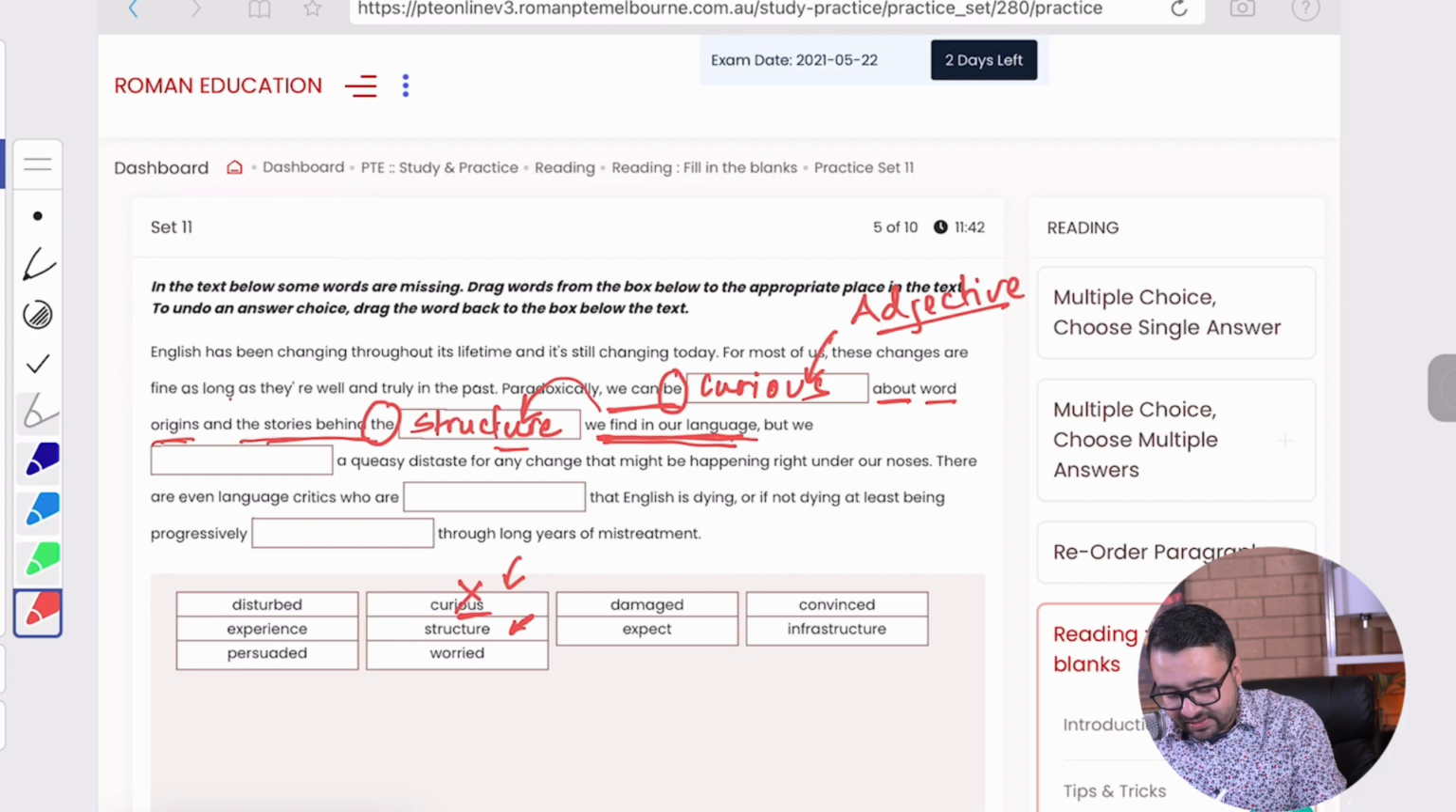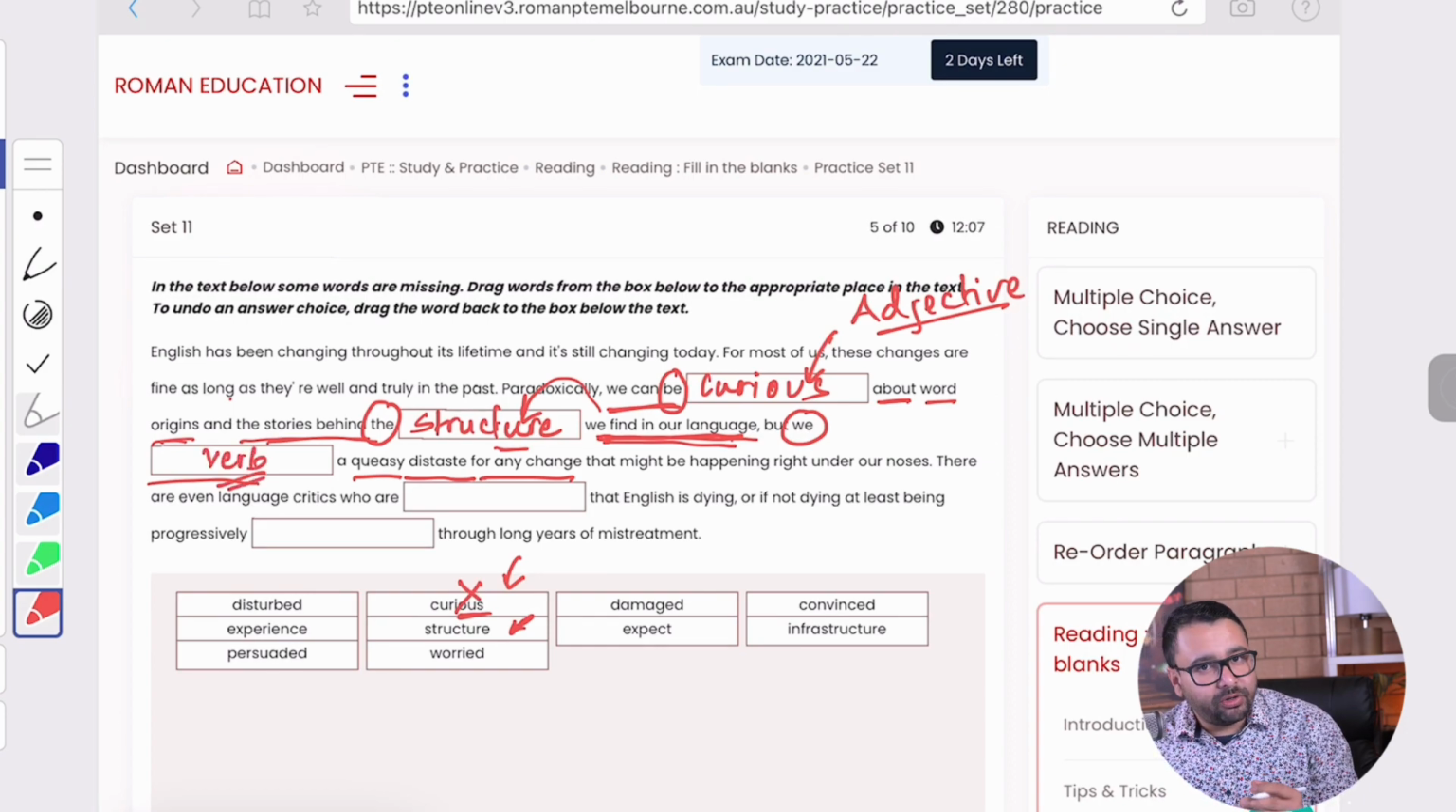Now, a quasi-distest. You know the meaning of distest, it's like a bad test, and quasi means nauseating, something that makes you vomit, that makes you sick. But we've got something, a quasi-distest for any change. So the gap here is coming after "we", and "we" is a subject. So that means we are looking for a word after the subject, and usually that's the place for a verb.